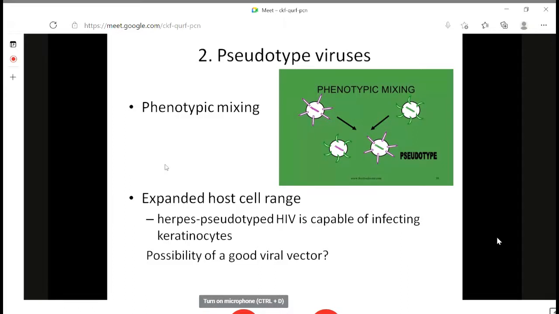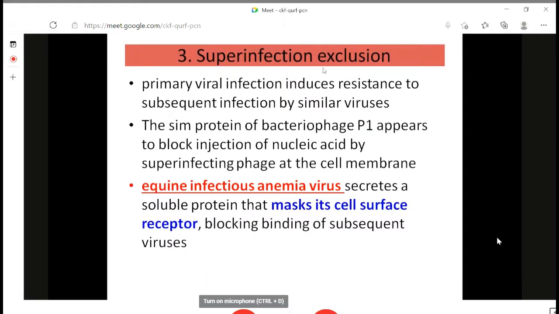Now coming to another condition called superinfection exclusion. You understand the word superinfection. We know that this word we use very frequently in case of long-term use, when people take antibiotics for a prolonged period. So normal microbiota reduces, and that favors the growth of fungus, particularly Candida infections inside the body.